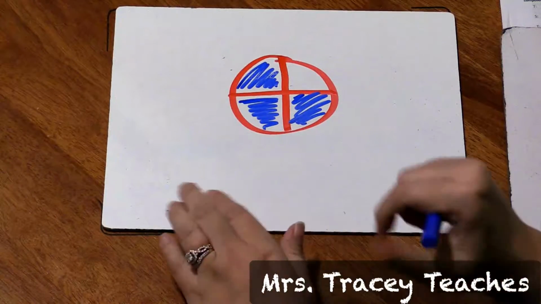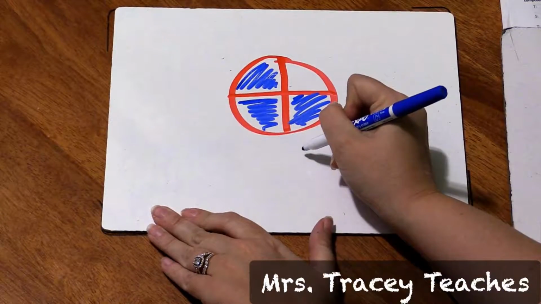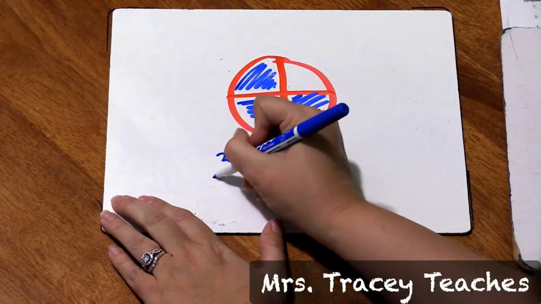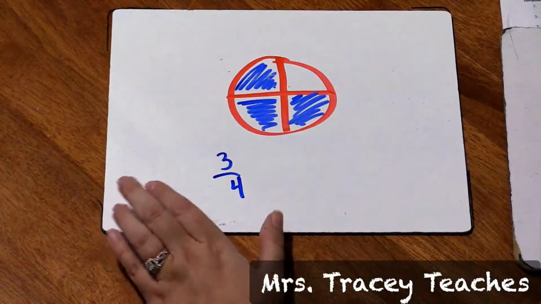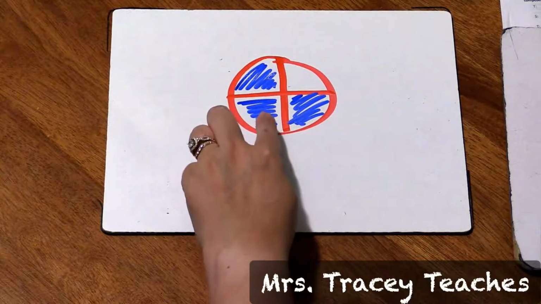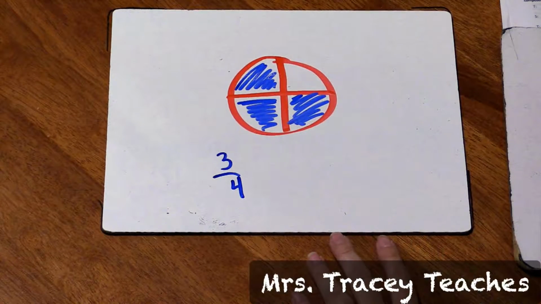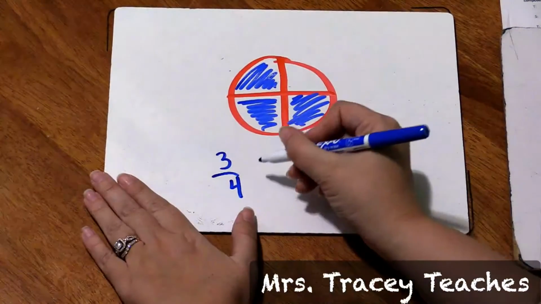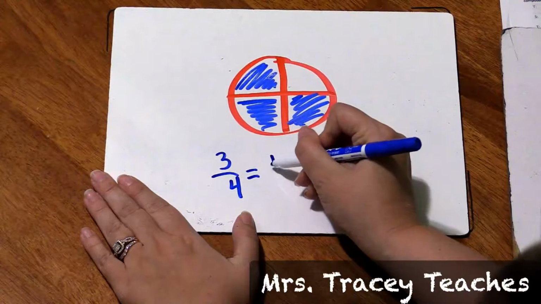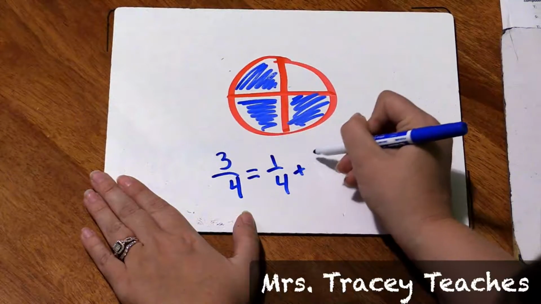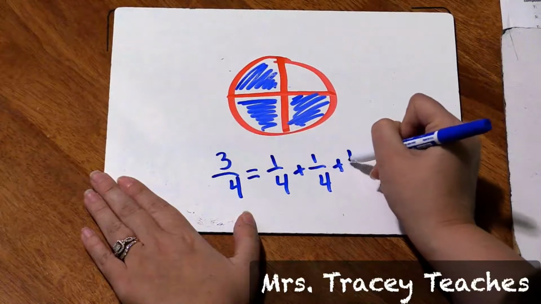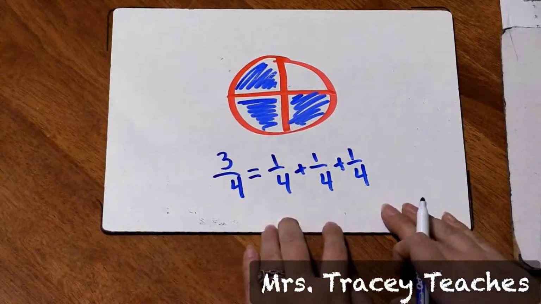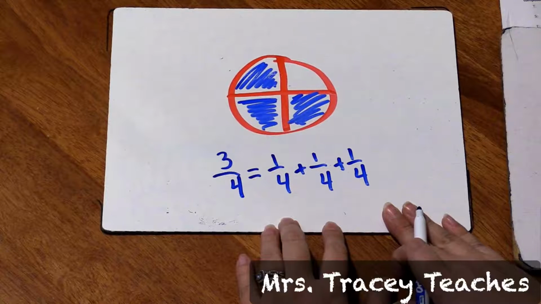3/4 of the fraction is shaded. So I'm going to write 3/4. 1, 2, 3. If you're writing this down, what kind of equation could we make? So we could write 3/4 is equal to 1/4 plus 1/4 plus 1/4. So that's one way that we could write this equation.